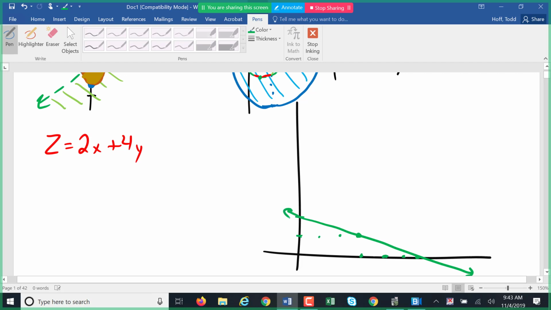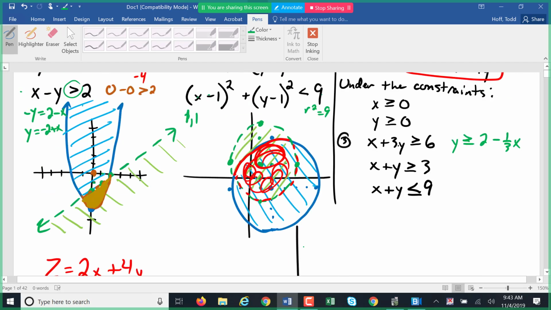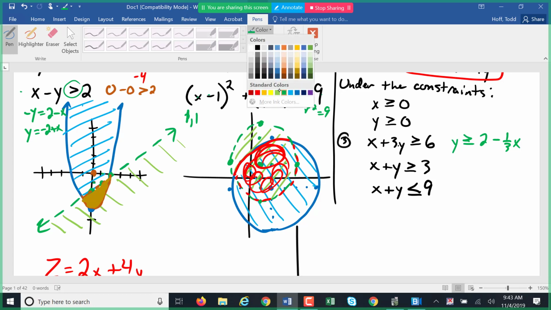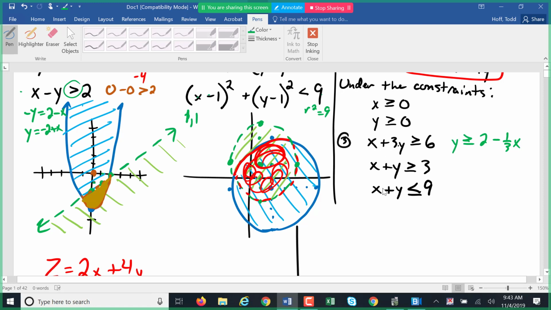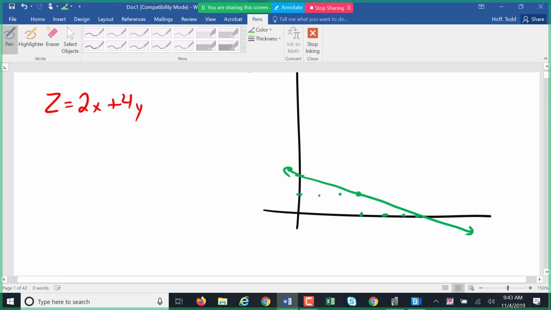It's greater than or equal to, so if we test the point 0, 0, if I put 0 in there, it is false. 0 is not greater than 6. So it's the other side of it that is shaded. So we're shading the top side of this line.